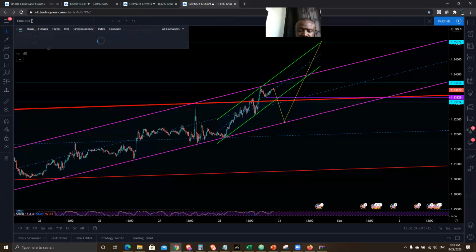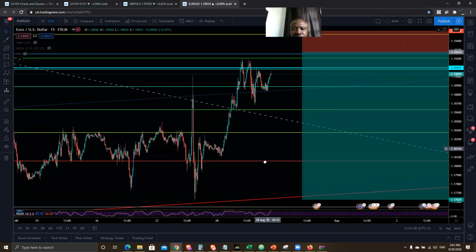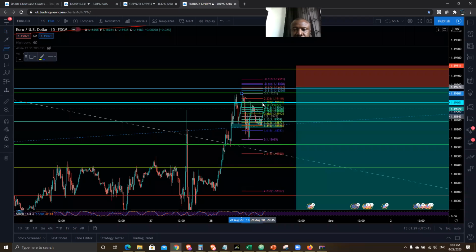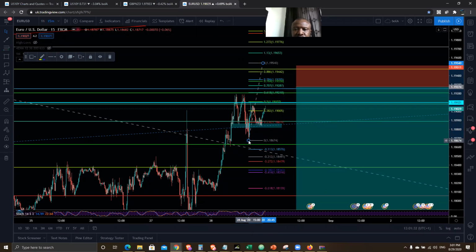So maybe that, let's see that on Euro USD. All right, so on Euro USD, probably I'm talking about a potential support over here. Right? You can see that we break this support. If price comes back above this support, I want to look for 78.6 retracement level.